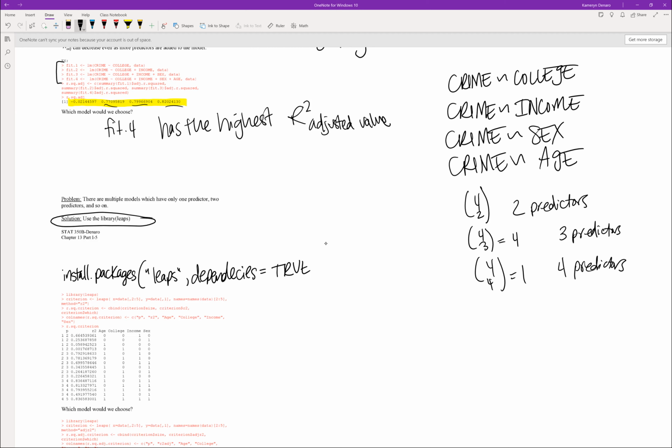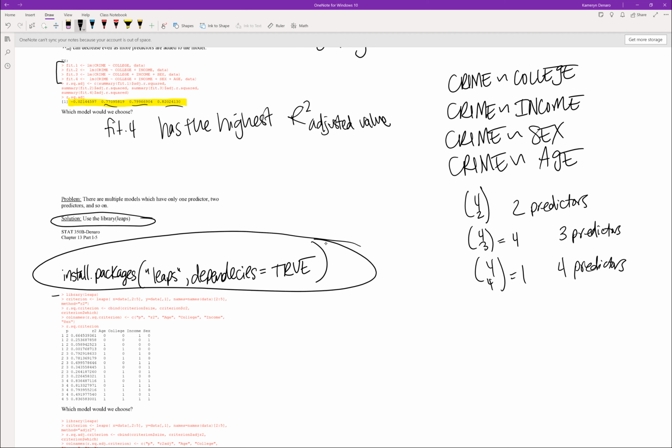And when you do this, for the first time that you ever install the package on your computer, you'll have to use this install.packages command. Once you've run this on your computer one time, you don't need to run it again. You will just get to start with this line of code that says library(Leaps).